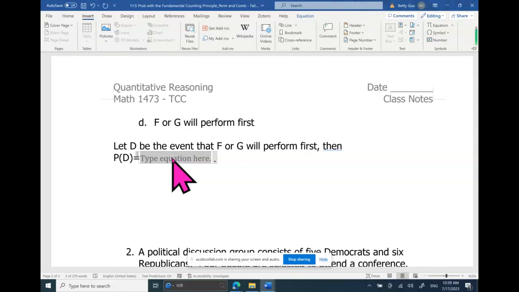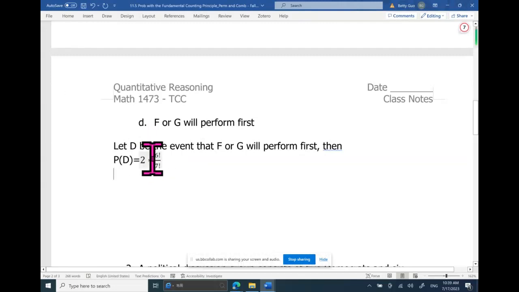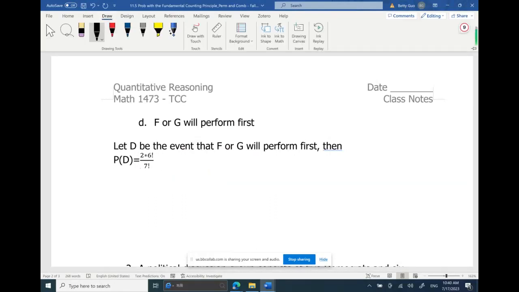Remember, the denominator is still 7 factorial. For the numerator, F or G will perform first, so it's going to be 2 multiplied by 6 factorial, divided by 7 factorial. The 2 is meant to be in the numerator. Let me fix this part, and then let me explain. We understand the denominator is 7 factorial. Let's focus on understanding the numerator.